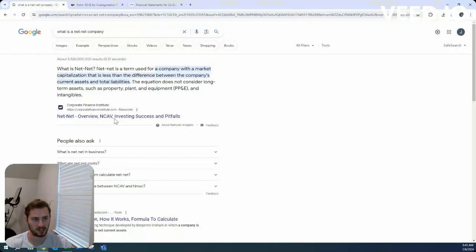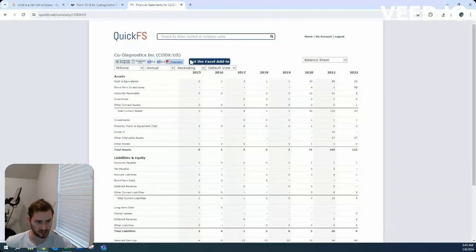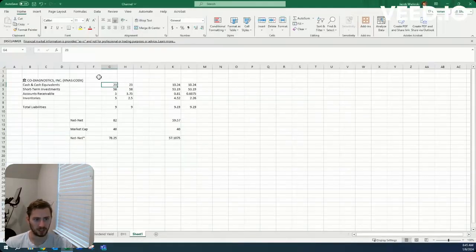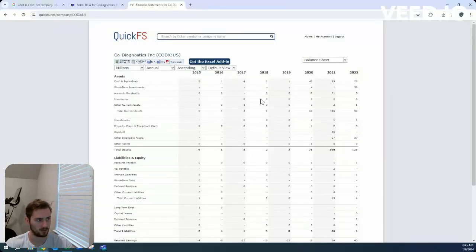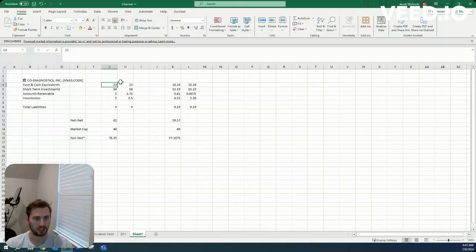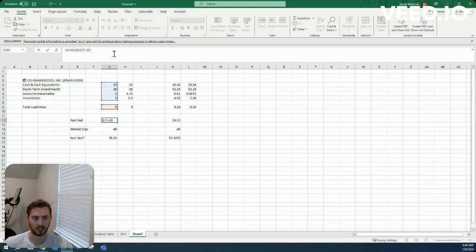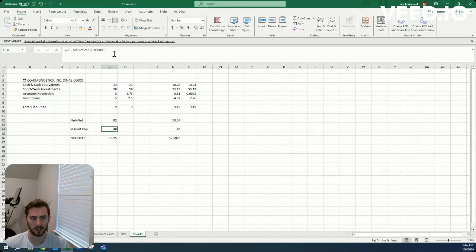So the example I'm doing today is Co-Diagnostics. Here I have the company in 2022, and this is just pulled from their balance sheet. $23 million in cash and cash equivalents, $58 million in short-term investments, $5 million in accounts receivable, $5 million in inventories, with only $9 million in total liabilities. So the net-net is saying, what's our current assets minus our total liabilities? 82 million. Is that greater than the current market cap of 40 million?